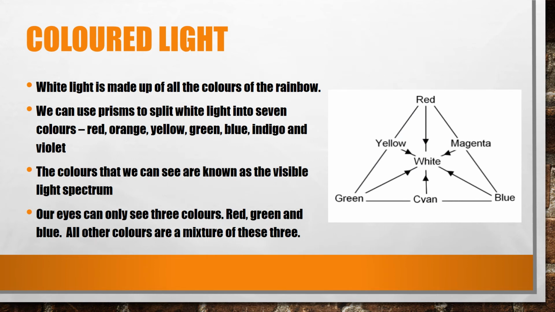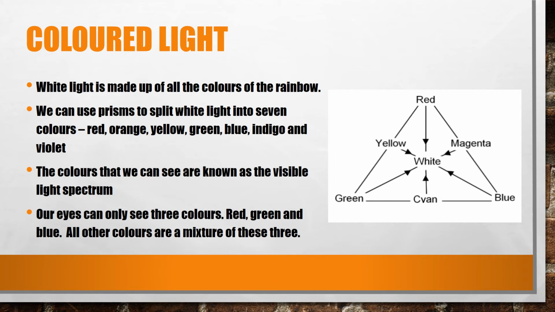Although it may not look like it, white light is made up of all the colors of the rainbow. We see this when we pass light through a prism. It splits into 7 colors: red, orange, yellow, green, blue, indigo, and violet. These colors that we can see are known as the visible light spectrum.